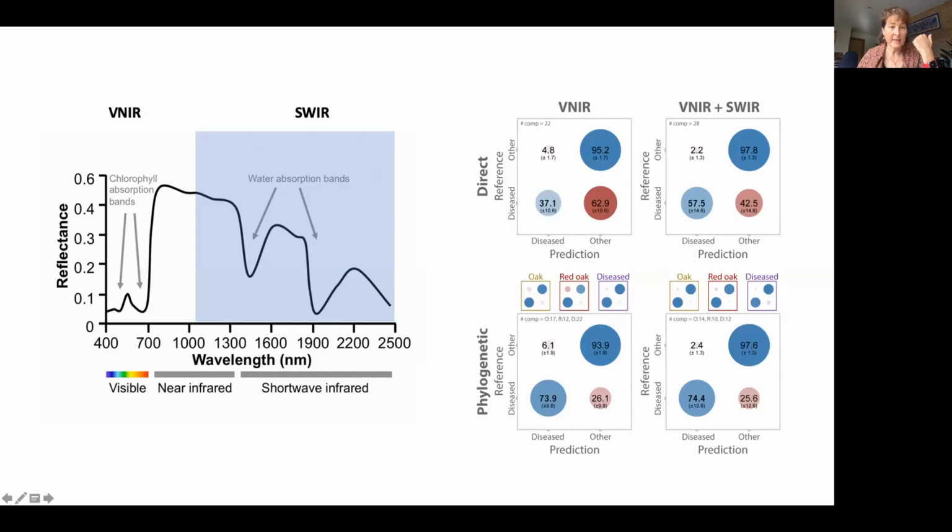Is there enough information in the visible and near infrared? And how much better are the models when we just try to detect oak wilt using a model just looking for oak wilt, versus when we do this stepwise phylogenetic approach where we first find the oaks, then we differentiate the red and the white oaks, and then the healthy and the live?